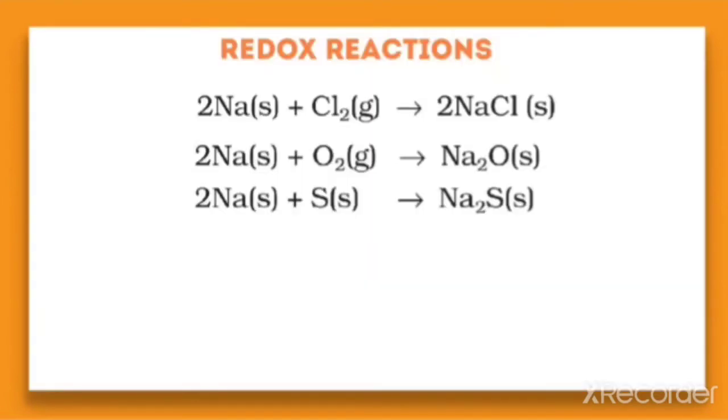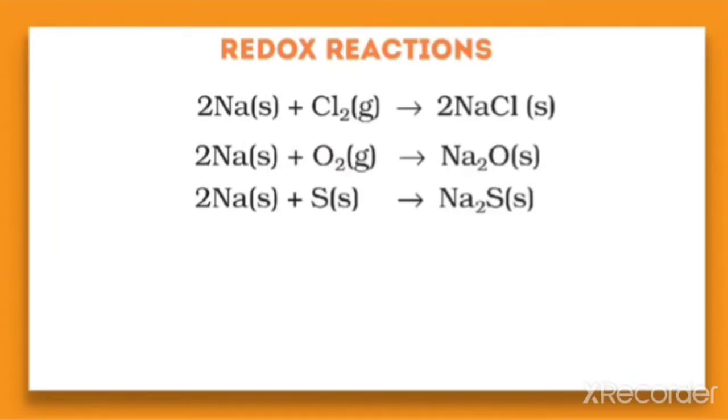As you are already familiar with these equations, these are the redox reactions: sodium plus chlorine giving rise to sodium chloride, sodium plus oxygen giving rise to sodium oxide, sodium plus sulfur giving rise to sodium sulfide. These are quite familiar reactions. So let us discuss how these reactions are called redox reactions, that means which one is the oxidation and which one is the reduction in these.